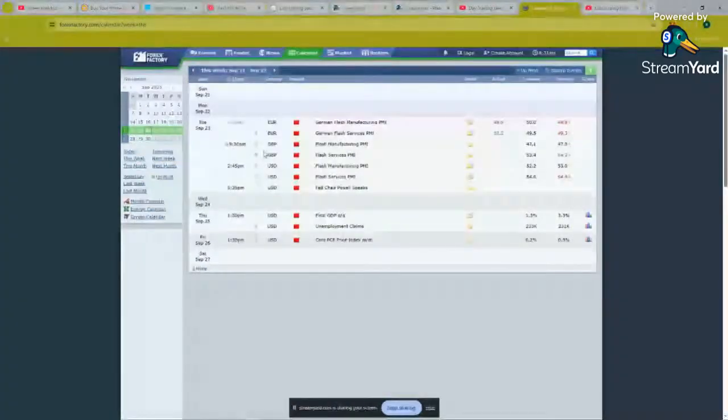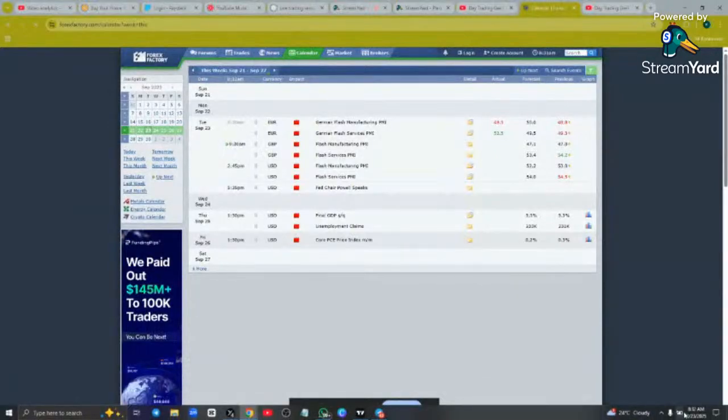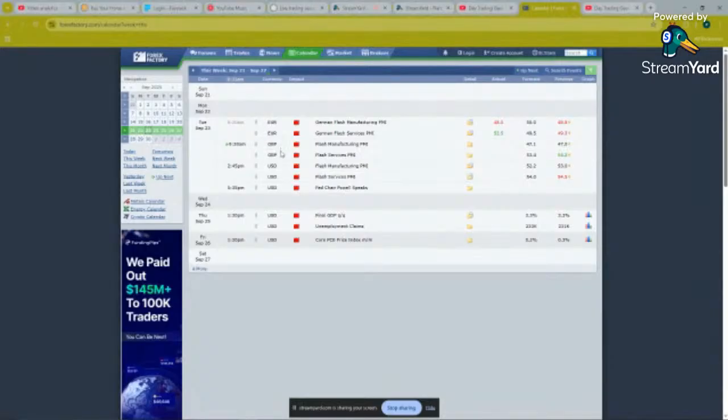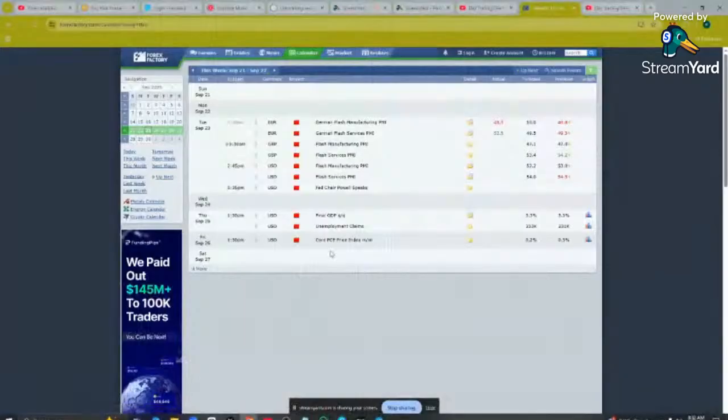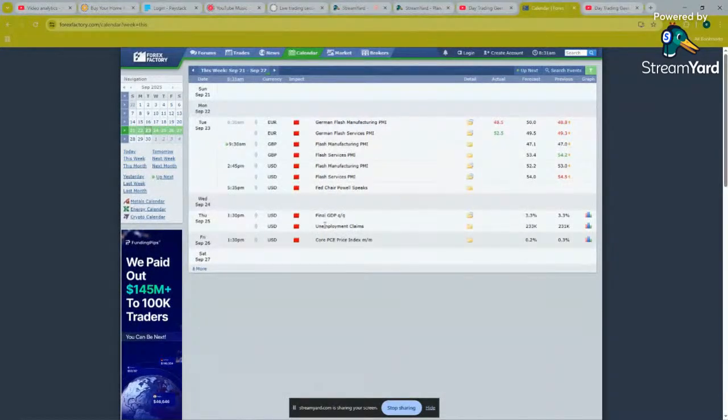Today is Tuesday. By 9:30 a.m., in about 1 hour's time, we have a red folder news, and that news is on GBP. Personally, I'm not good at trading this PMI, so I can't predict what will happen with this market. Since this news is on GBP, which is a pair I trade, we also have a news by 2:45 and a news by 5:35. Before that time, our trade must have activated and started moving.